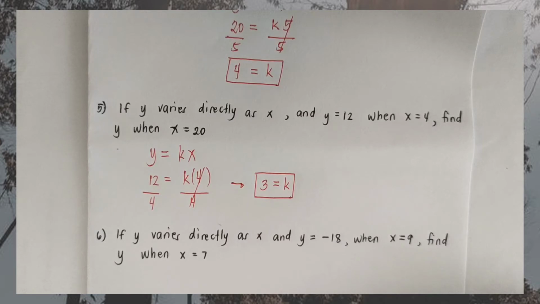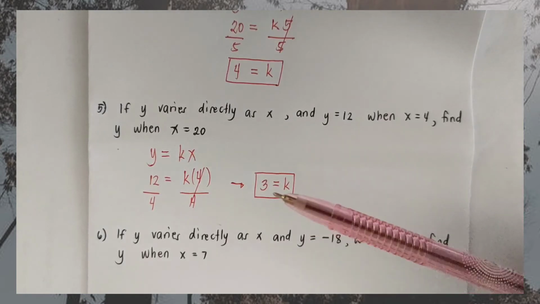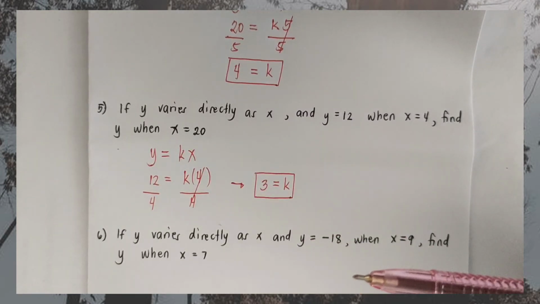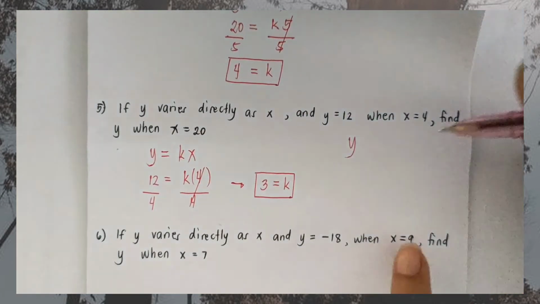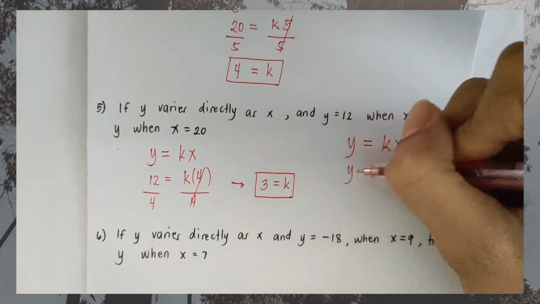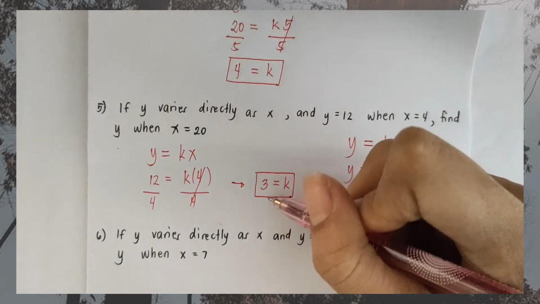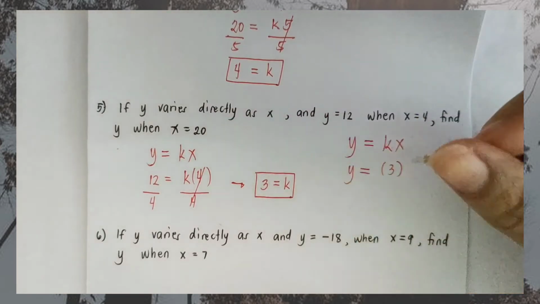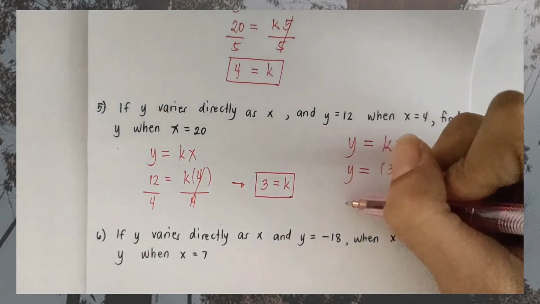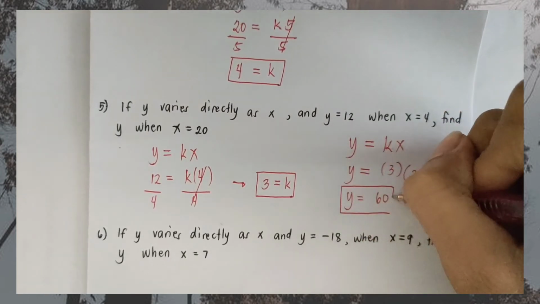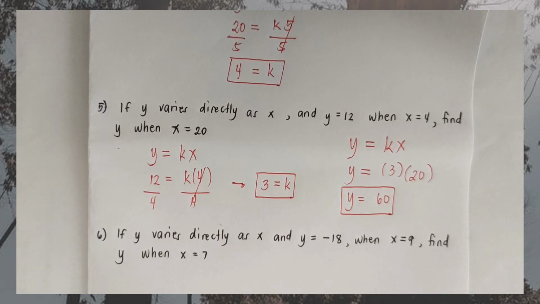Next, we need also to find y when x is 20. We will substitute 20 in our equation y is equal to kx, same with the value of our k, which is 3. So rewrite again the equation here, y is equal to kx. Since we are looking for y, then y will remain on the left side. k is 3, substitute. And then substitute also for the value of x given, 20. Then perform the calculation. 3 times 20 is 60. So our y here is 60. Next example.